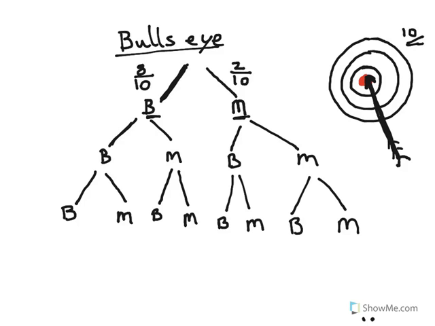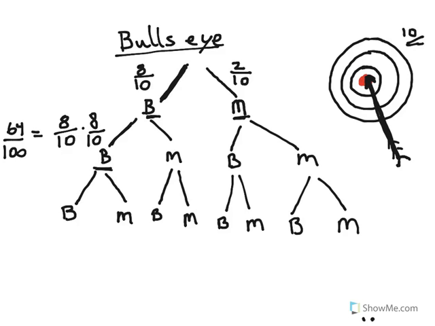Well, there's another 8/10 chance that you will get a bullseye, but the chance of you getting 2 bullseyes in a row is 8/10 times 8/10, which is the same as 64 100ths. 64 chances out of 100 that you will get 2 bullseyes in a row.